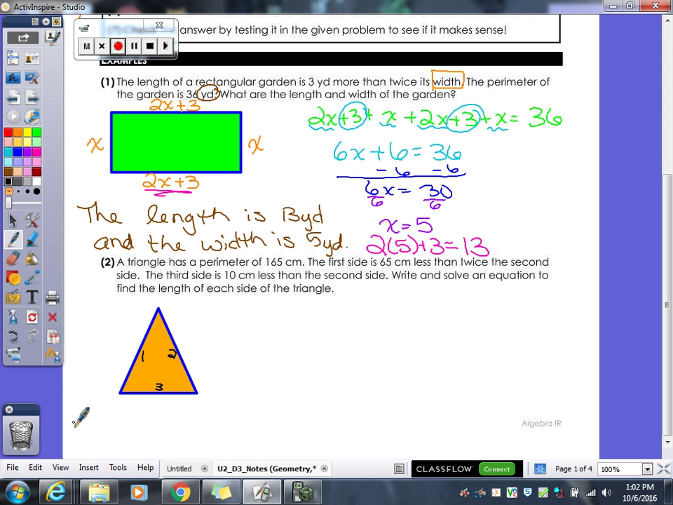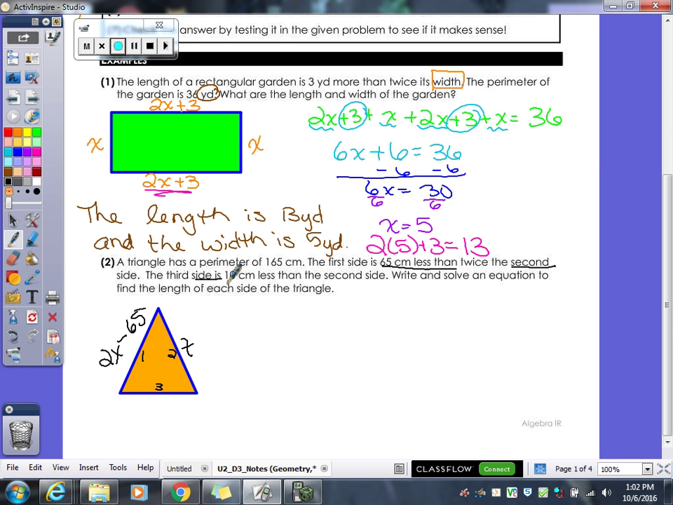So it says the first side is 65 centimeters less than twice the second. My second side is mentioned last. There's my x. So now the first side is 65 centimeters less than, so that means it's going to be minus 65. Less than is one of our ones that changes order. So it's 65 centimeters less than twice the second. What would twice the second look like? 2x. So we got 2x minus 65. That's our first side.